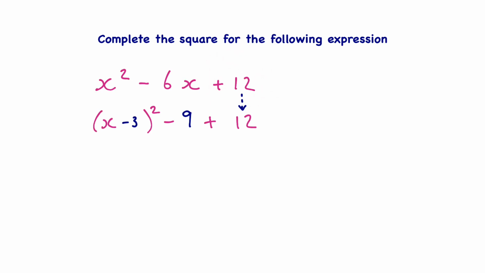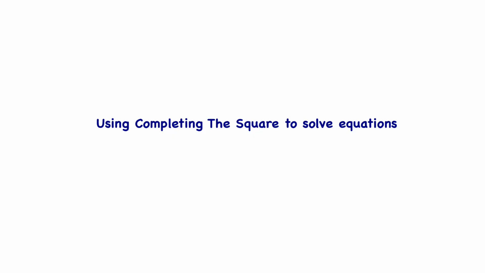From there I just tidy everything up. So I bring down my x minus 3 squared. Then I add these two terms together to give me plus 3. And there you have the final answer. Now that we know how to complete the square, we're going to look at using completing the square to solve equations.